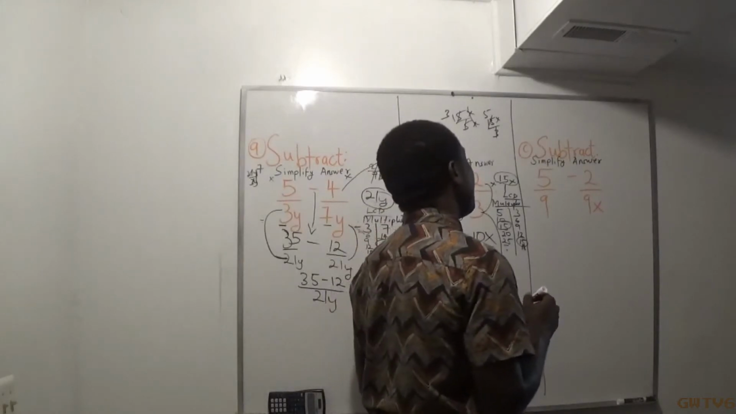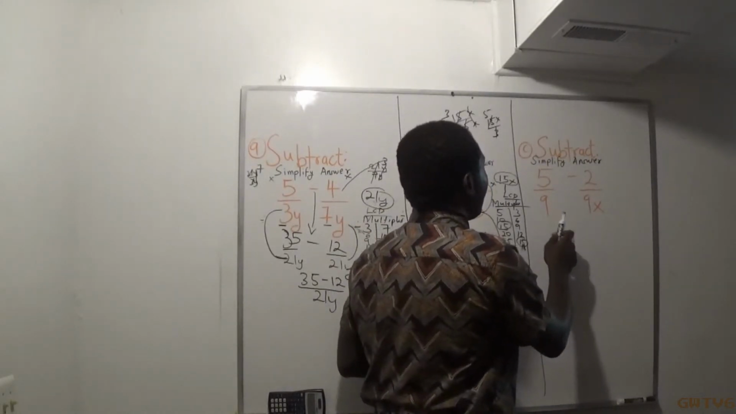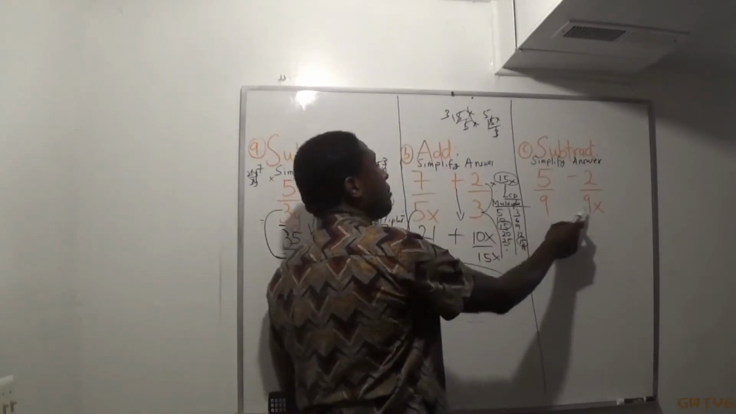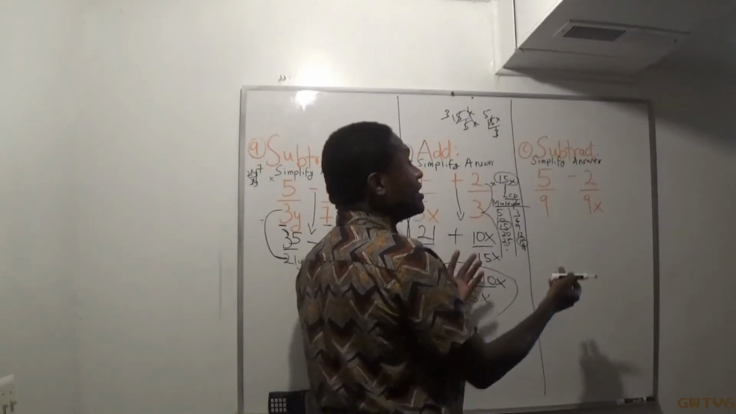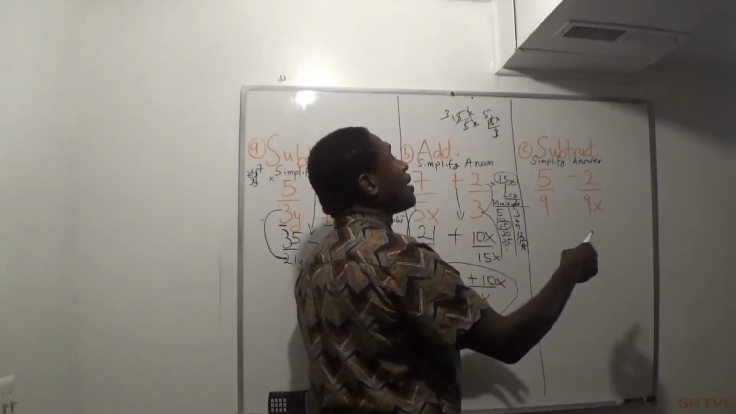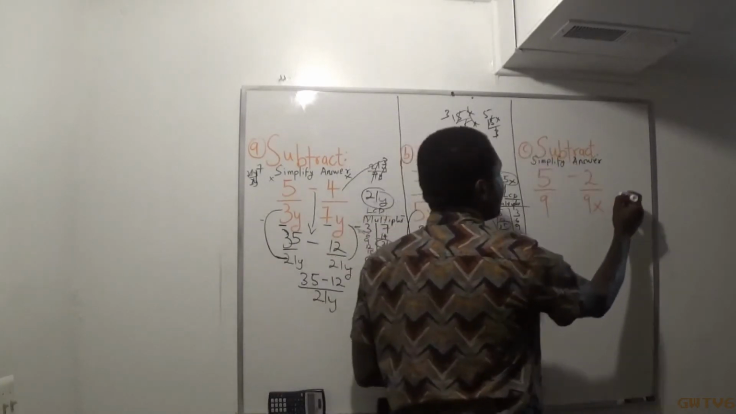What about this one right here? For that one too, whenever I'm adding or subtracting fractions, I check the denominators to see if they are the same. If they are the same, it will be easy. Just copy one of them, combine the top. But they are not the same. So I have to find the LCD.